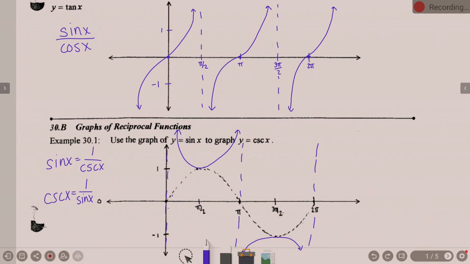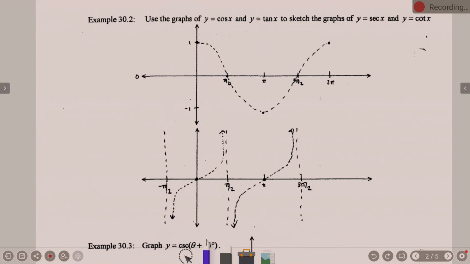Now, in all honesty, you guys probably just remembered what cosecant looks like. So, okay. Page 2. We got to practice our secant and cotangent graphs. So notice on the first one, use the graphs of cosine and tangent to sketch the graphs of secant and cotangent.